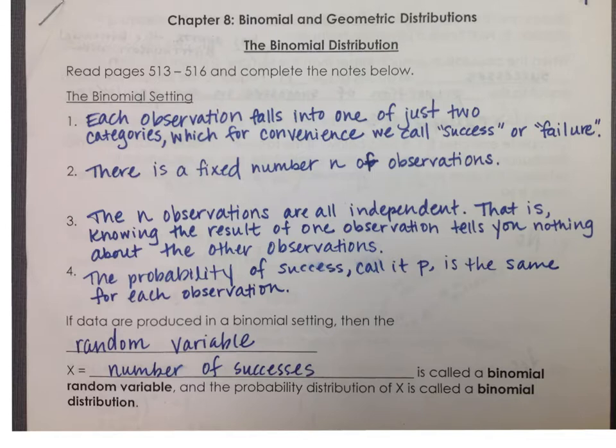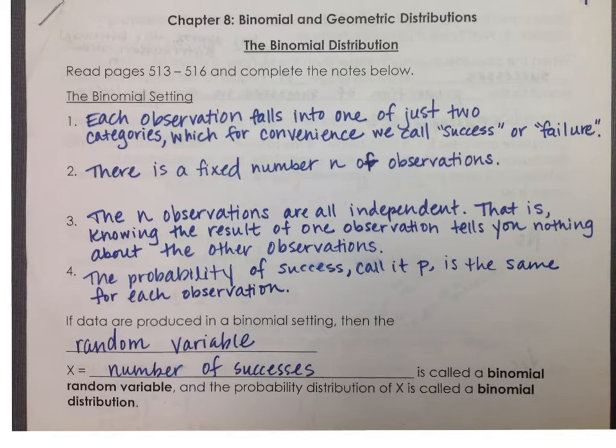In order for us to use the binomial calculations that we will discuss in this chapter, 4 things need to be true. So we call this the binomial setting. First and foremost, each observation is going to fall into just one of 2 categories, which we're going to call success or failure. An example of this might be you draw a jack or you do not draw a jack from a deck of cards. We don't want to talk about multiple scenarios at once.